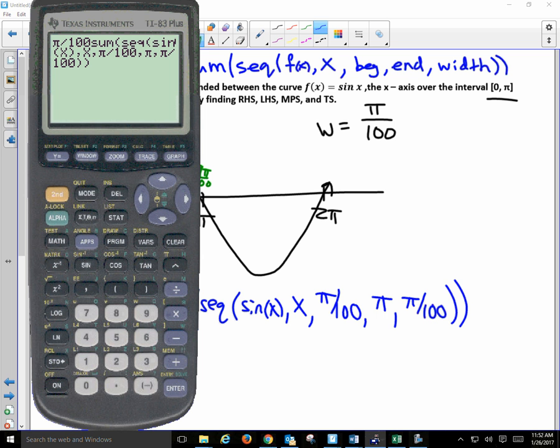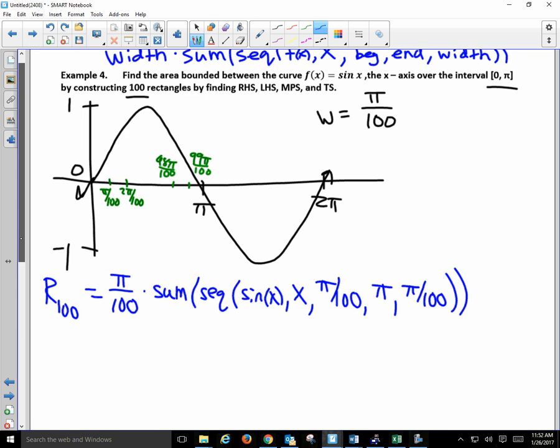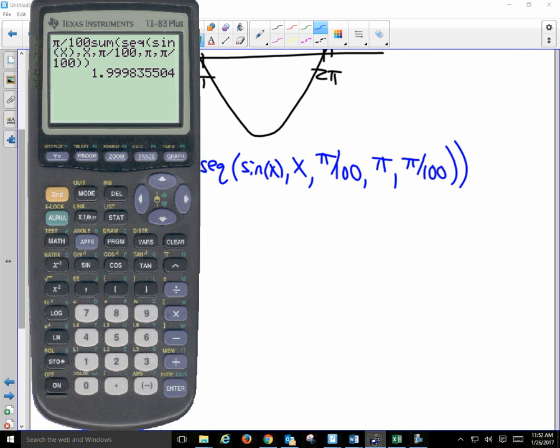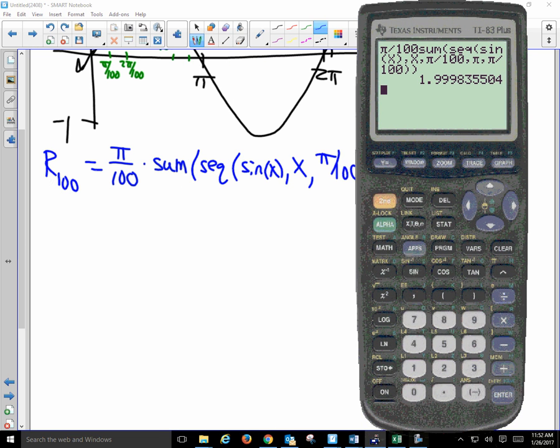It's going to take a while for it to think. It has to add up 100 numbers. It takes a while. And we're going to enter this to 6 decimal places, okay? Make sure that you're in radians, folks.